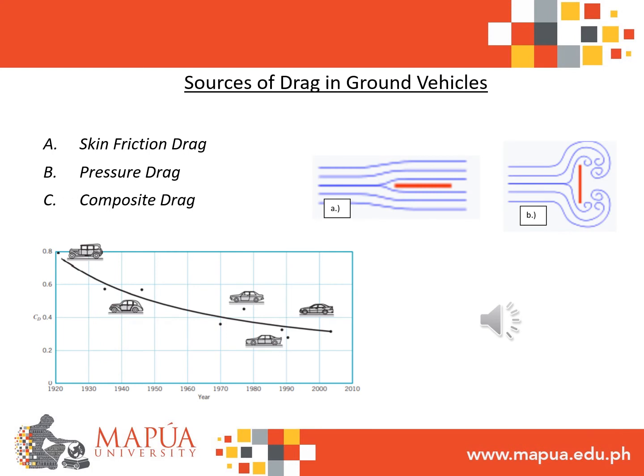Moving on, I will now be discussing the source of drag in ground vehicles. The first source is the friction drag. The friction drag force is mainly due to the shear stress on the object. The friction drag produced is also dependent on the orientation of the surface of an object.